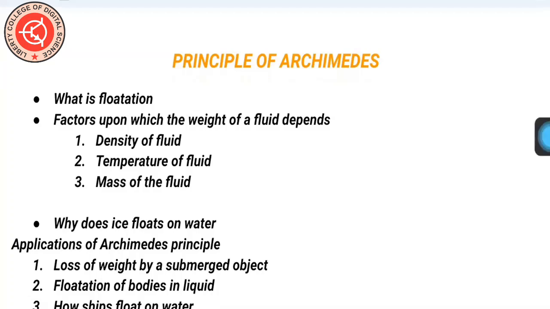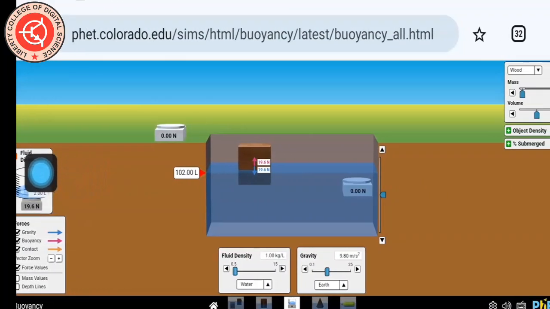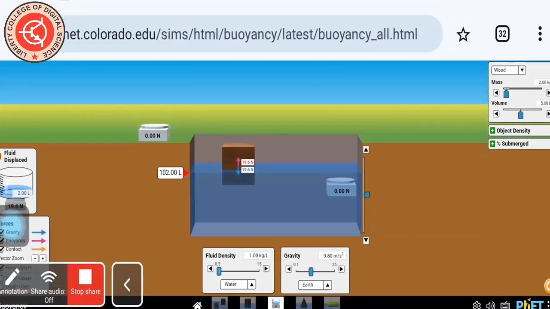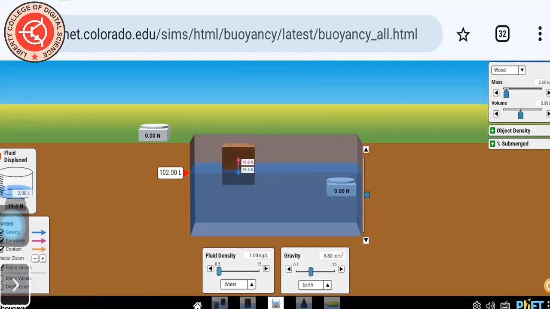Now, in order for us to understand what we want to discuss very well, it will be very important for us to quickly dive into the factors upon which the weight of a fluid depends. There's this container in the left corner of my screen. I'm pointing at it with my pointer now. Can you see it? I'm seeing fluid displaced. No, on the body of the container itself. Can you see my pointer? I'm pointing just under the numbering on the container itself.